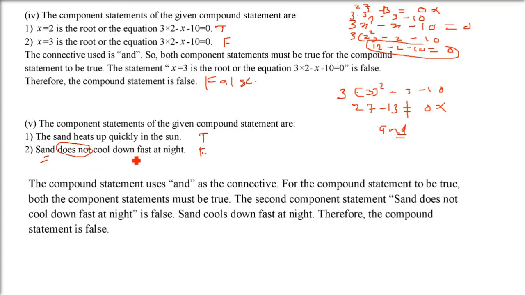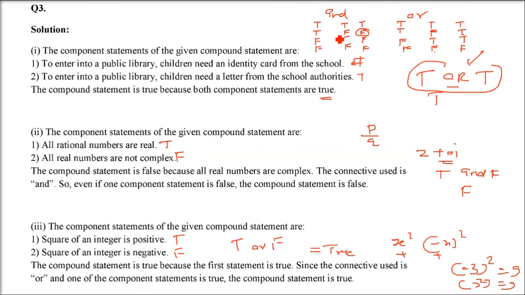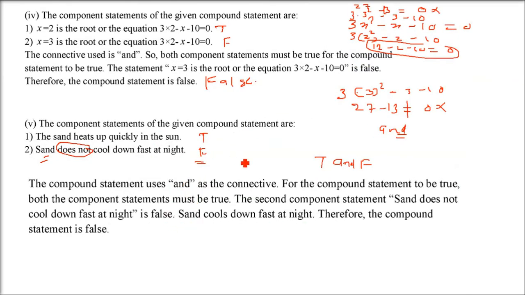It would have been true if the statement were that sand cools down fast at night. But this is false. So let us combine them, true and false, and see what the result is. T and F, as I just said, is going to be FT or TF. It's false. FF is also false for and.